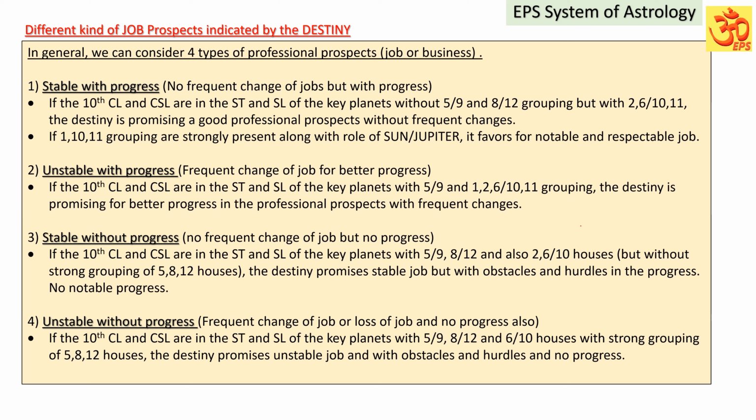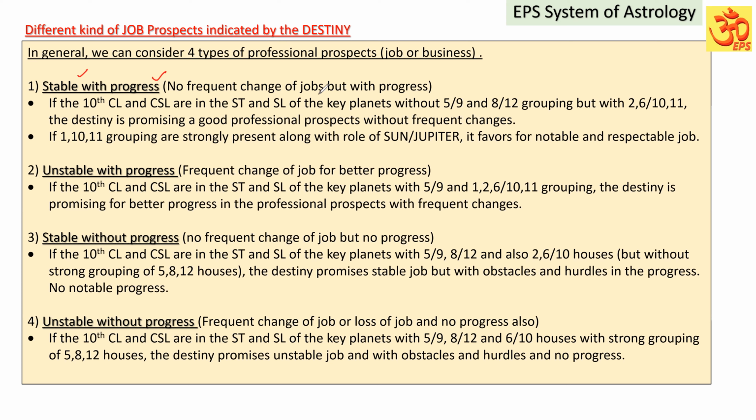The first one is: the job will be stable. One person will have a stable job, with no instability. Stable job with progress: stability will be there and progress will also be there. It means no frequent change of jobs, but with progress. The person will be in a particular job for a long period.